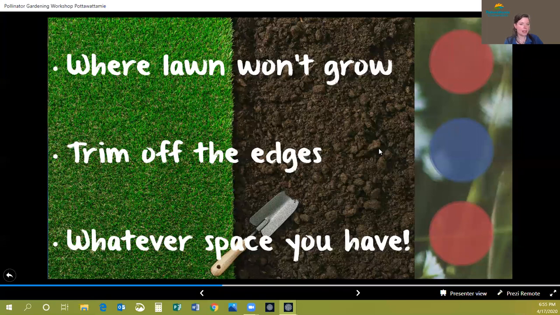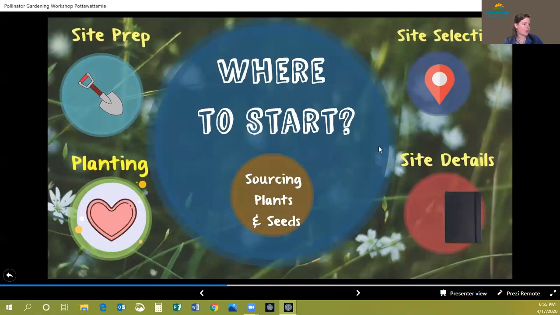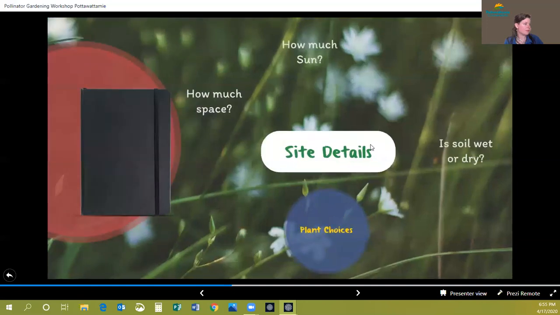So you found a spot. Now what? Take a piece of paper and a pencil and start sketching out your plan. Or just go crazy like I did when I first started.